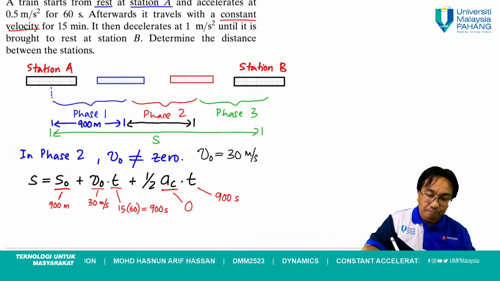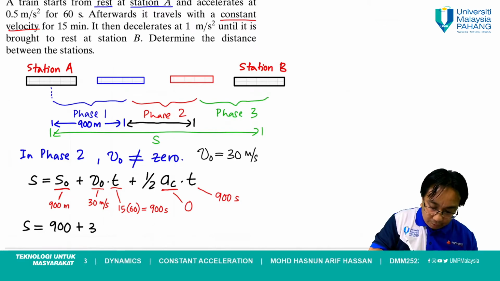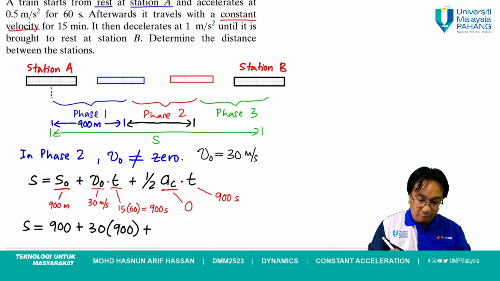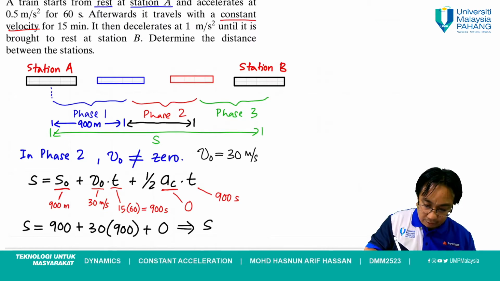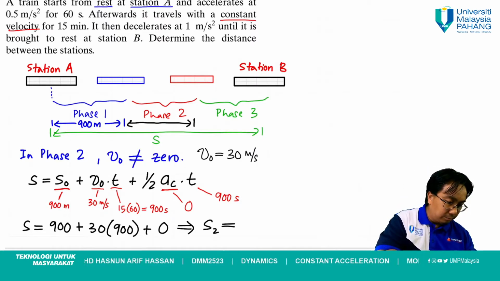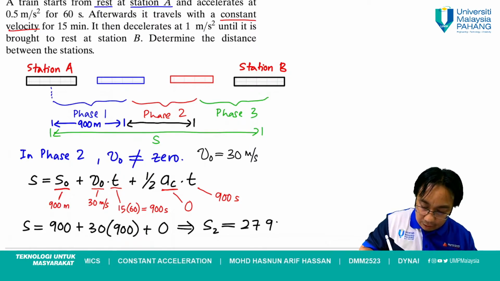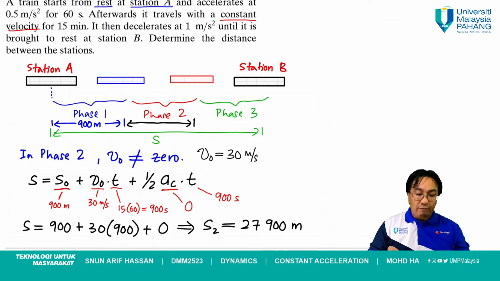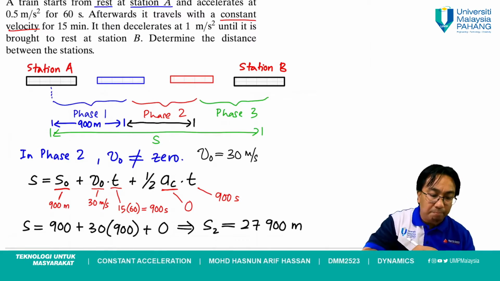Sekarang kita akan gantikan. Okay, so S is equal to 900 plus 30 times 900 plus half times 0 times 900. So this is 0. Okay, so berapa S? Fasa kedua. S2 lah saya tulis. S2. What is the value? 27,900 meter. Unit kita punya calculation semua unit dalam SI. So unit dia meter. Bermaksud dia travel pada fasa kedua ni sejauh 27.9 kilometer lah. Tapi dalam kita punya calculation kita gunakan meter.